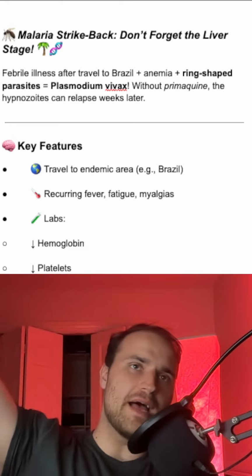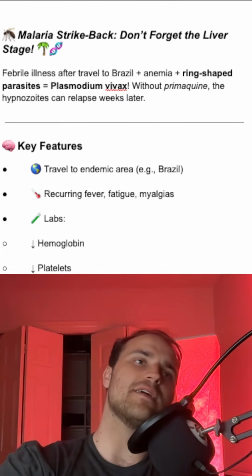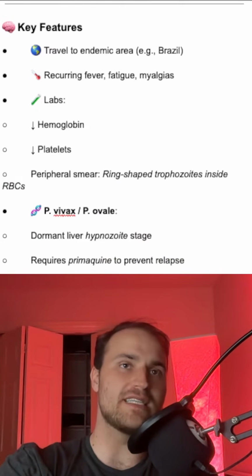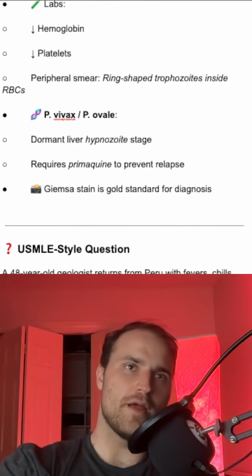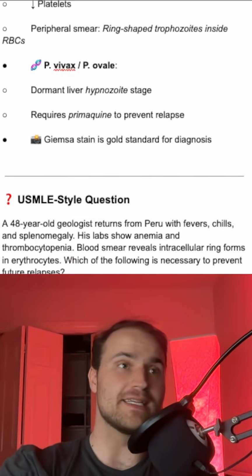So, a guy comes back from Brazil with a fever, anemia, and a blood smear that shows a ring-shaped parasite in a red blood cell. That's Plasmodium vivax. If you don't treat the dormant liver stage with primaquine, then he'll be back in a few weeks with the exact same symptoms.